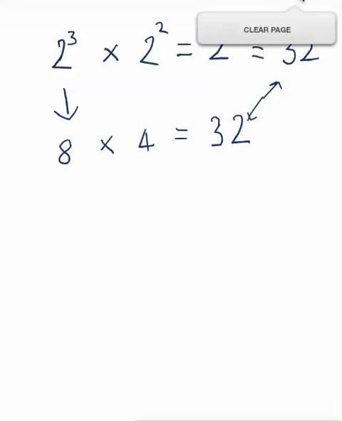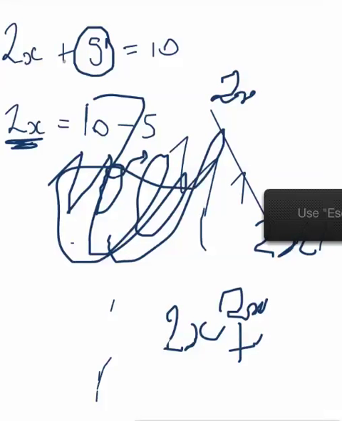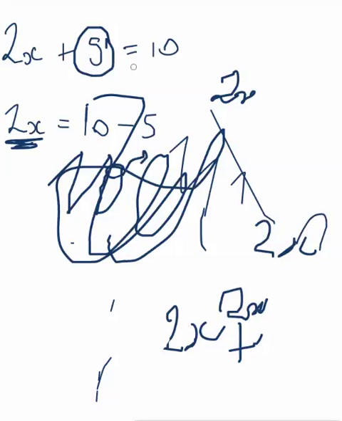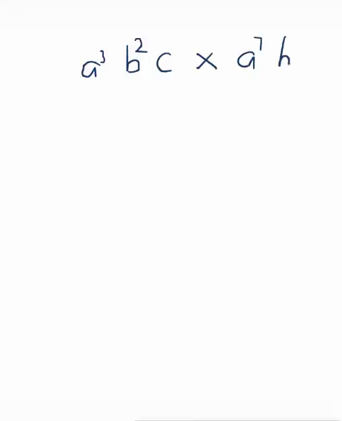So let's try a trickier example. If I've got a to the power of 3 and b to the power of 2, and I'll chuck a c there, times a to the power of 7 and b to the power of 8 and c.